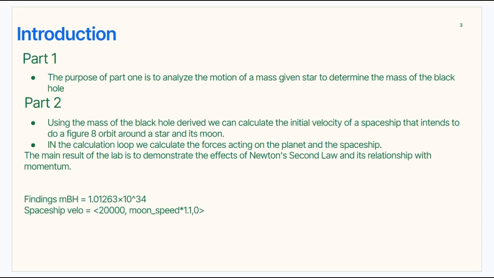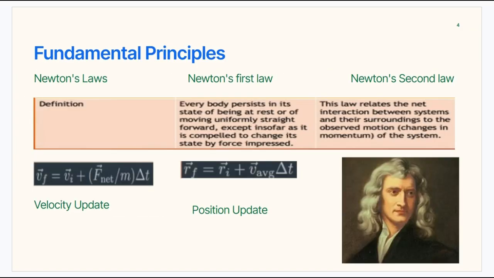The purpose of this lab is to analyze the motion of a mass given star to determine the mass of the black hole. In part 2, we're using the mass of the black hole that we derived from the previous part to calculate the initial velocity of a spaceship that intends to do a figure-8 orbit around a star and moon. In the calculation loop, we calculated the forces acting on the planet and the spaceship. The main result of the lab is to demonstrate the effects of Newton's second law and its relationship with momentum. I found that the mass of the black hole was 1.12 times 10 to the 34, and the spaceship velocity ended up being about 20,000, and then the moon speed times 1.1.